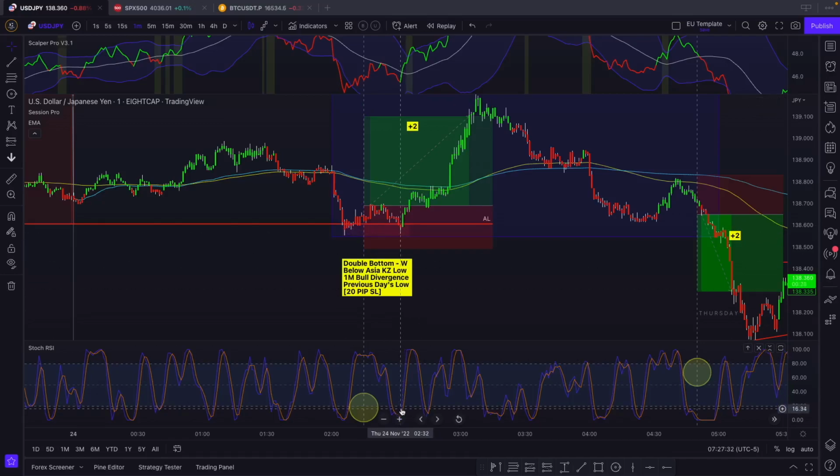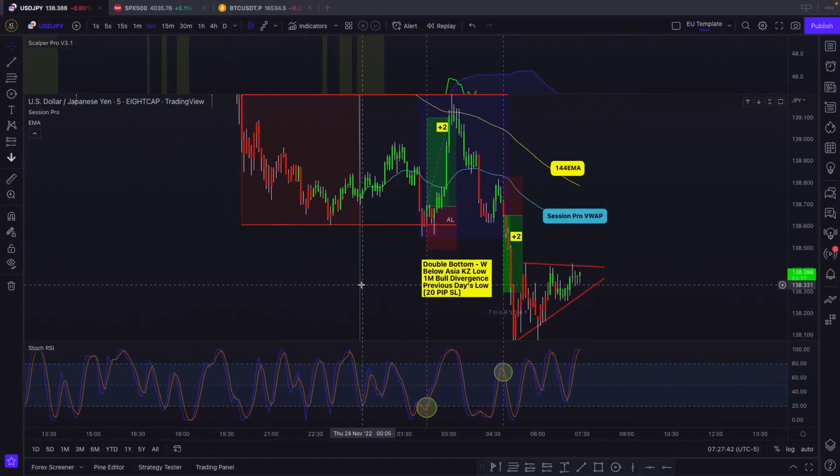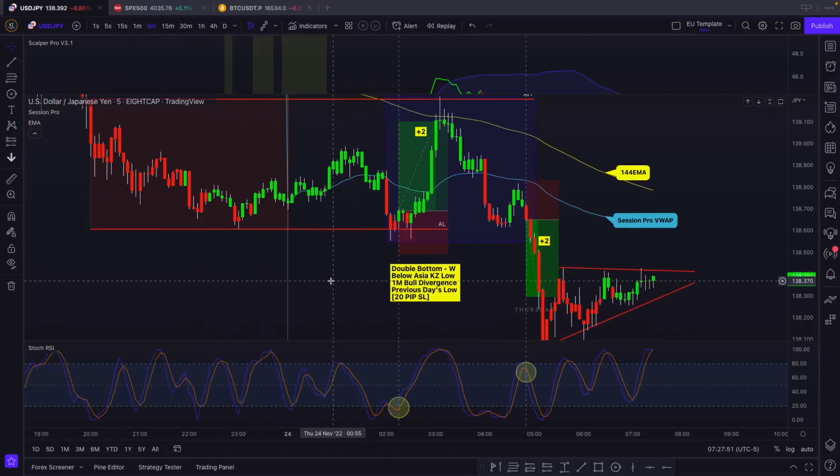Right here, we also had a bullish stochastic RSI crossover, so you could have also traded on a 1-minute chart for some extra confirmation. I entered a little bit early before the double bottom was completely confirmed. That's why I gave it a little bit bigger stop loss than usual. Usually I like to go for a 15 pip stop loss.